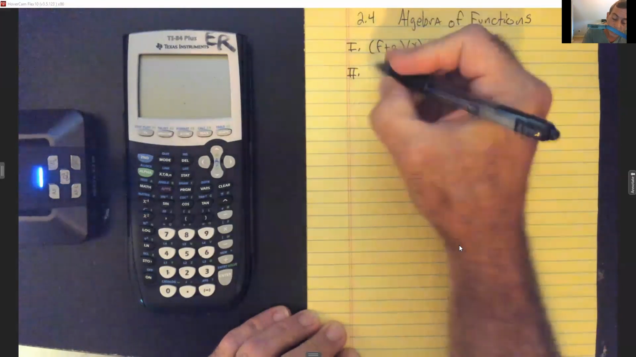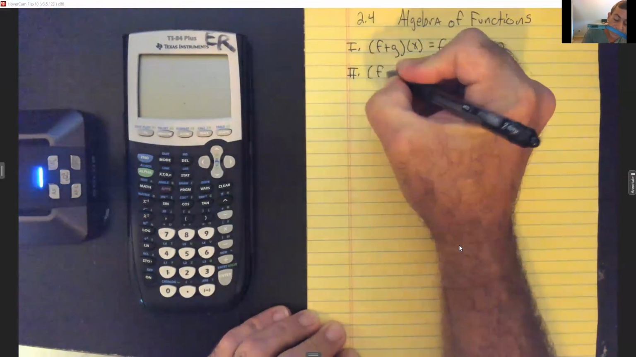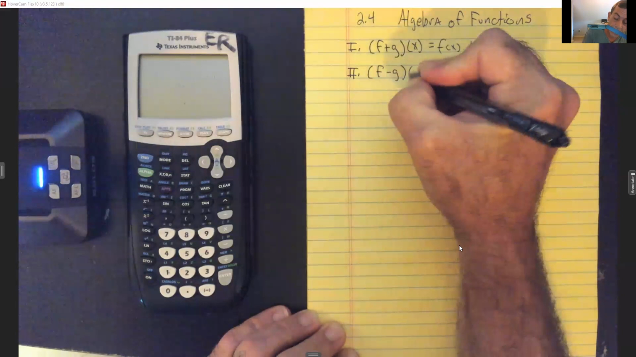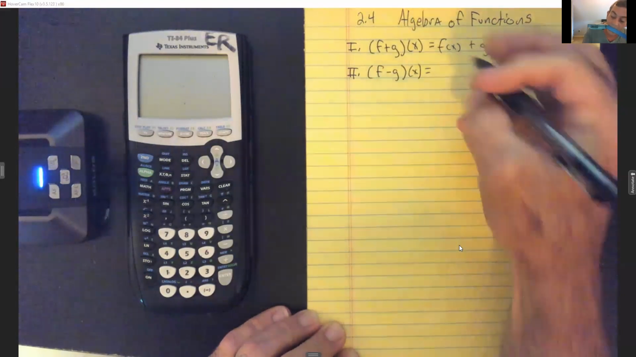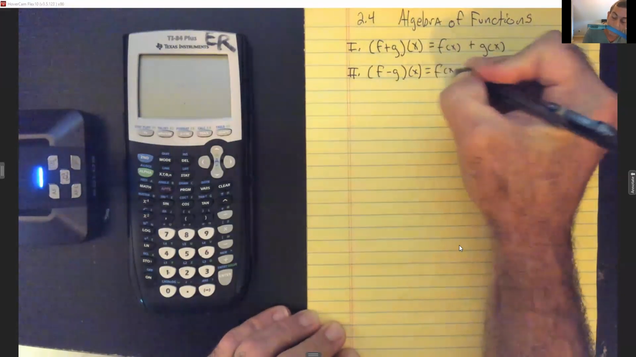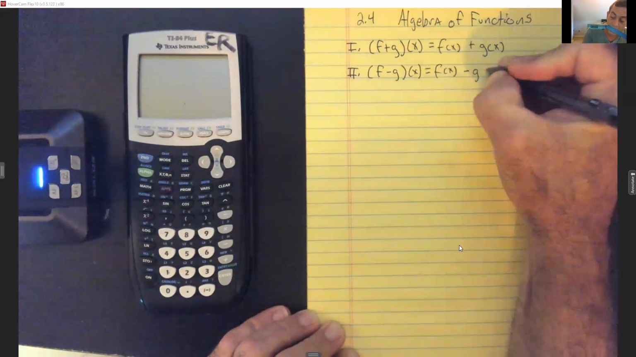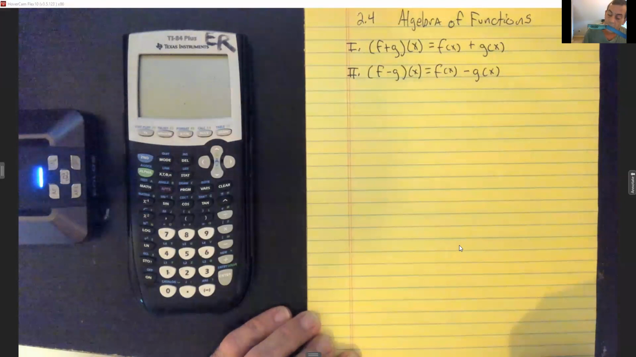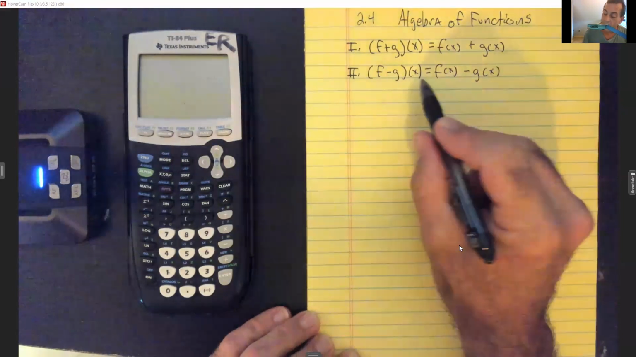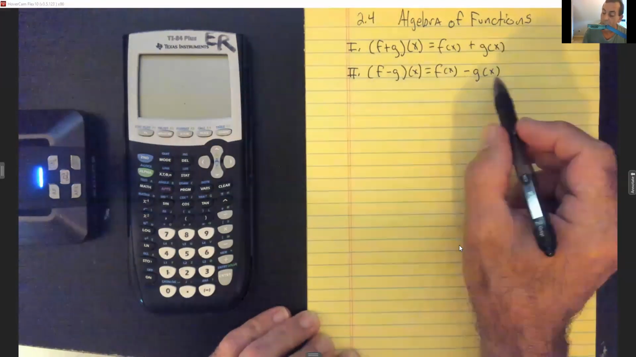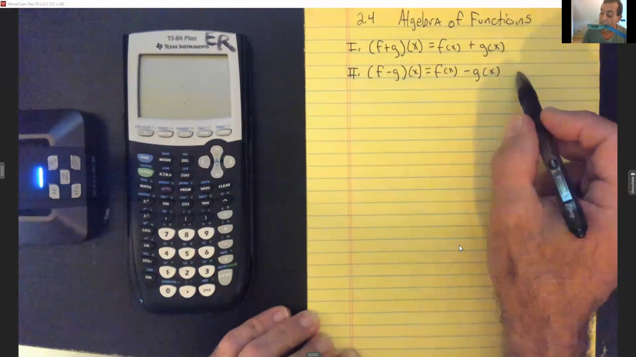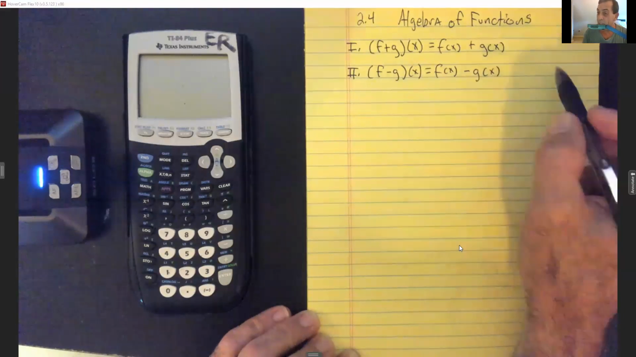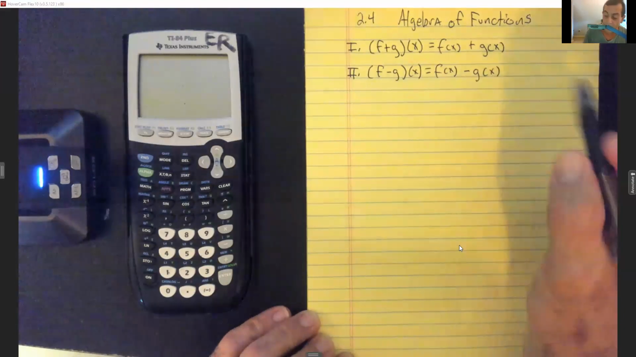The second one we look at will be f minus g of x, which will be my f of x minus my g of x. Okay? So you've got to be tricky on subtraction, because if you've got functions, we're going to put them in parentheses, and you've got to distribute those negatives. I'll show you what I'm talking about a little bit later.